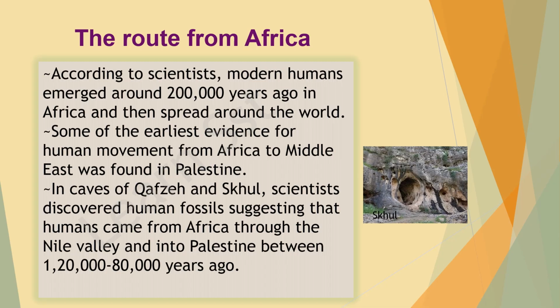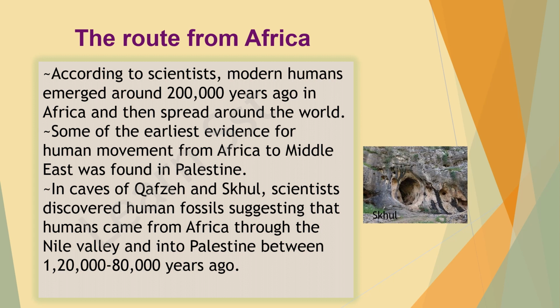The route from Africa. According to the scientists, modern humans emerged around 2 lakh years ago in Africa and then spread around the world. Some of the earliest evidence for human movement from Africa to Middle East was found in Palestine. In the caves of Kafza and School, scientists discovered human fossils, the human remains, suggesting that humans came from none other place than from Africa through the Nile Valley and into Palestine between 1,20,000 to 80,000 years ago.